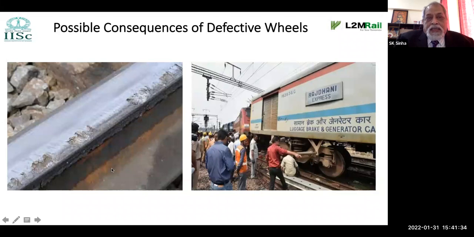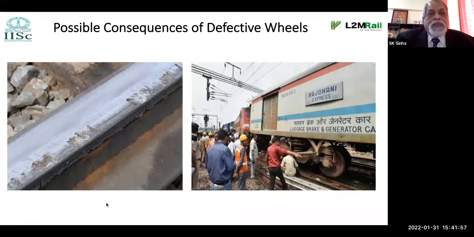They can't run another train on that. Even if they run, they have to run it at a very slow speed. Then changing is a very expensive affair, so this is what they want to avoid. And of course, in extreme cases, there will be derailments. Then there is a big problem. But even if there is no derailment, this damage to the rails is a huge issue with the railways.